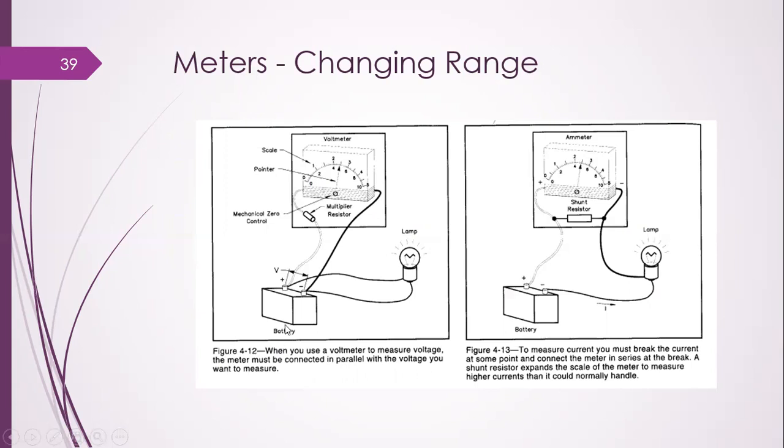So this is a battery which is connected through a lamp and energizes the lamp. And if we need to measure the voltage of the battery, then we need to connect the meter in parallel with it. Then the voltage of the battery appears on the voltmeter as a deflection. So this is how to measure voltage and all about voltage related to the measuring device, the meter.